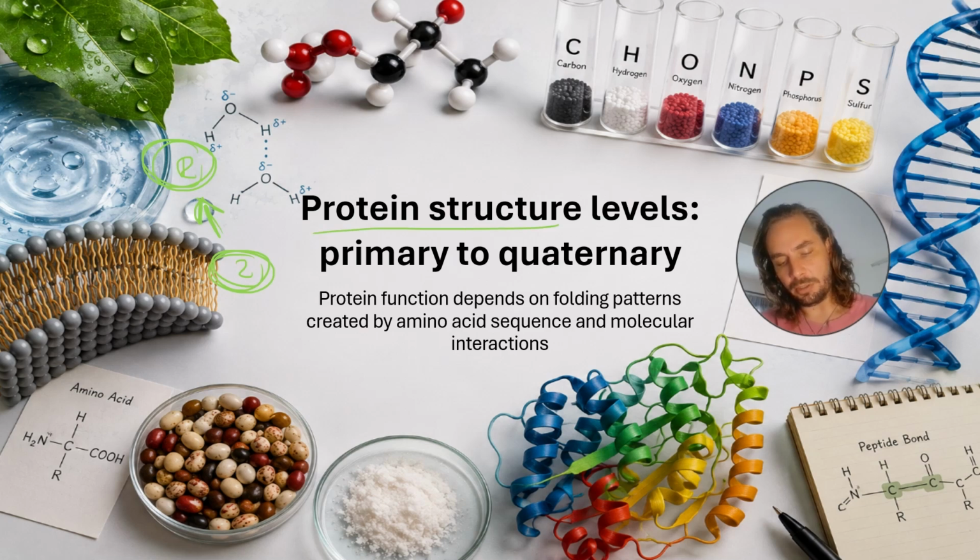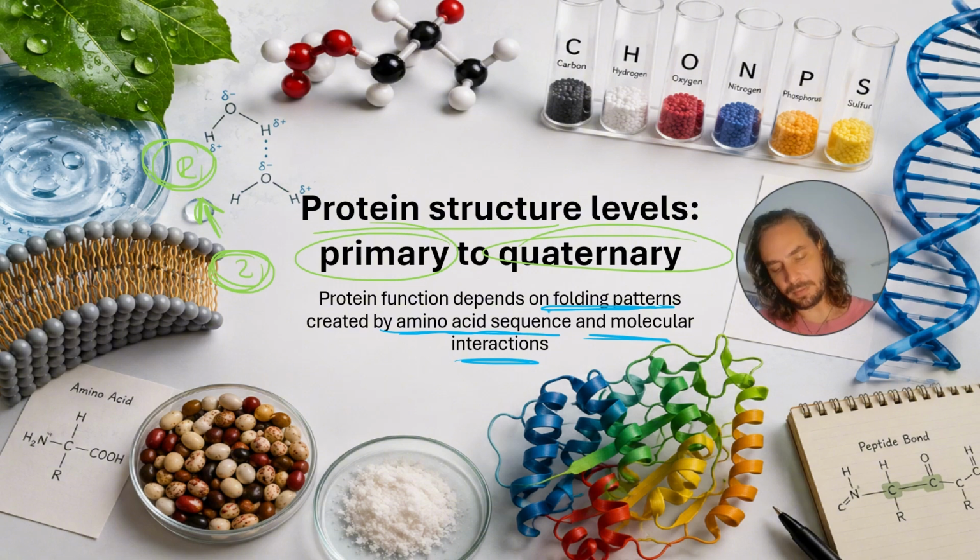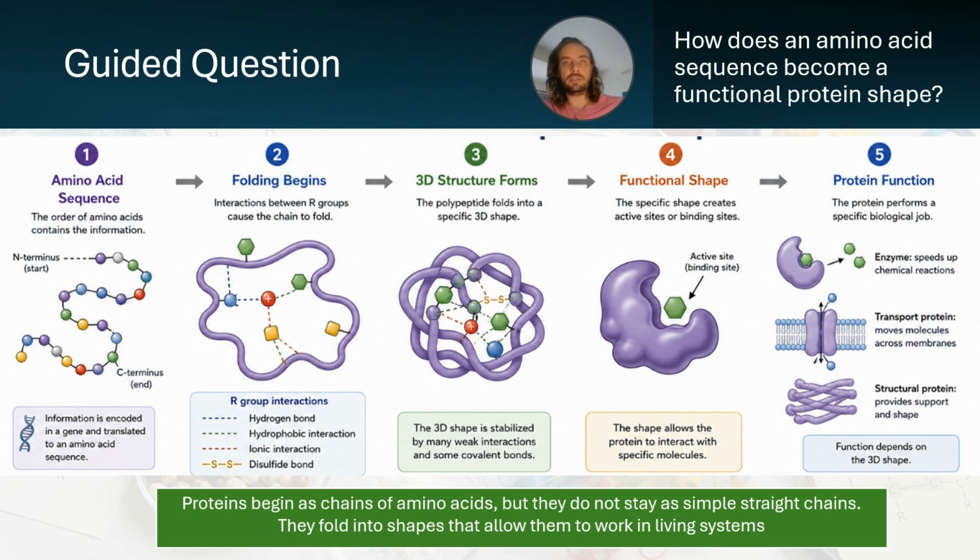The protein structure and the levels from primary to quaternary. And then understand that the protein function depends on the folding patterns, and these folding patterns are because of the amino acid sequences and their molecular interactions. And ultimately, it's going to fold a protein based on those molecular interactions. Now, the guided question I want you to keep in mind today is: how does an amino acid sequence become a functional protein shape?